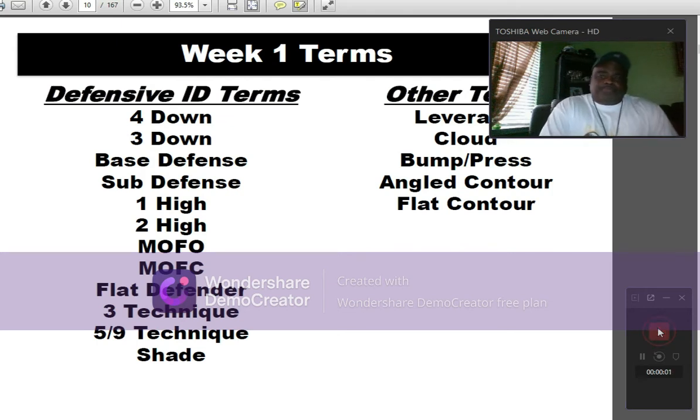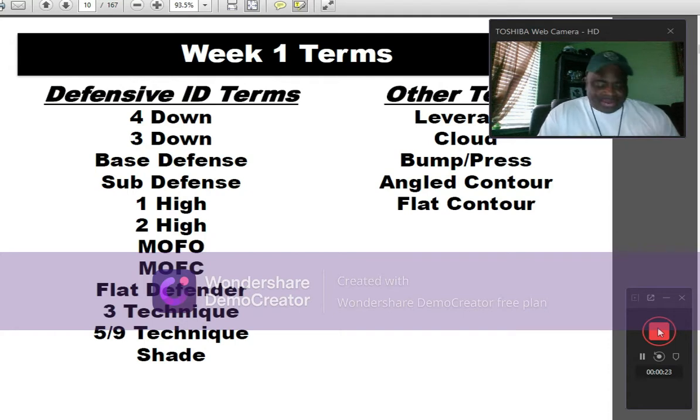This is Coach Dixon back, and we're going over the 4-2-5 defense. This is what I want to call my week one, my terms, just basically for this type of defense.